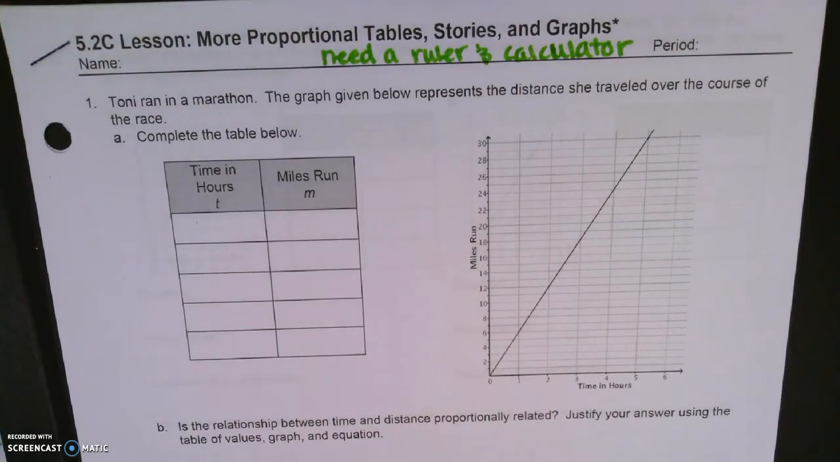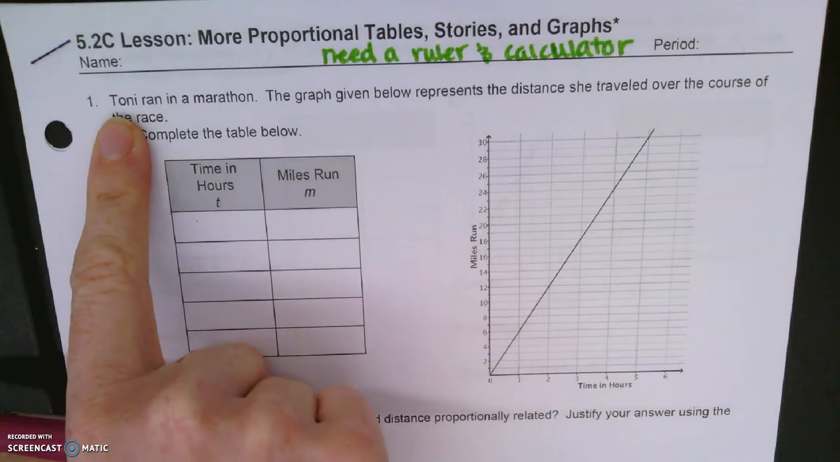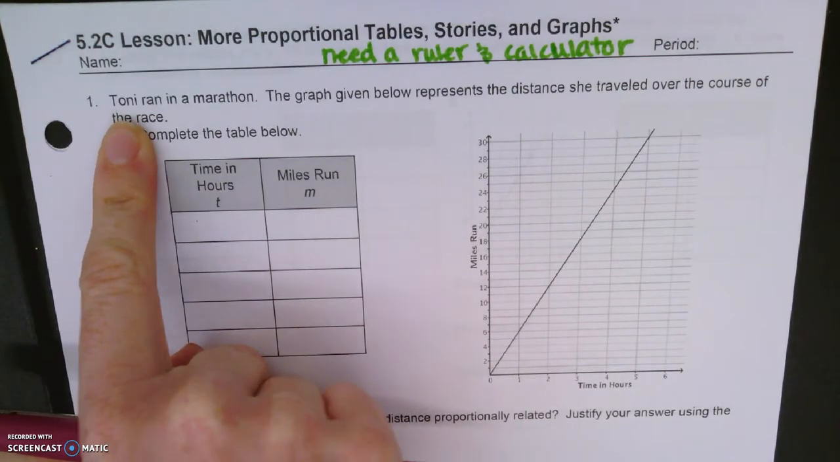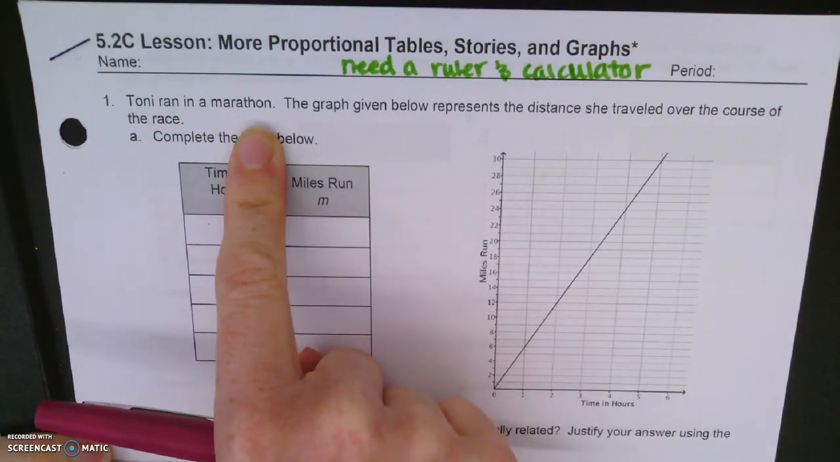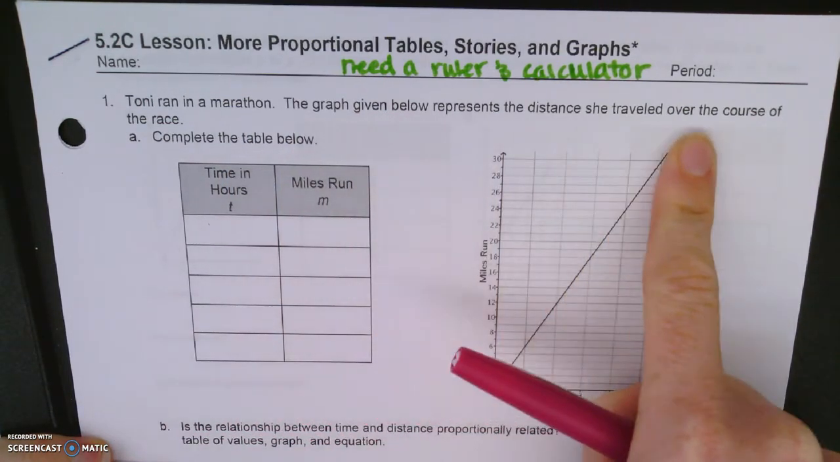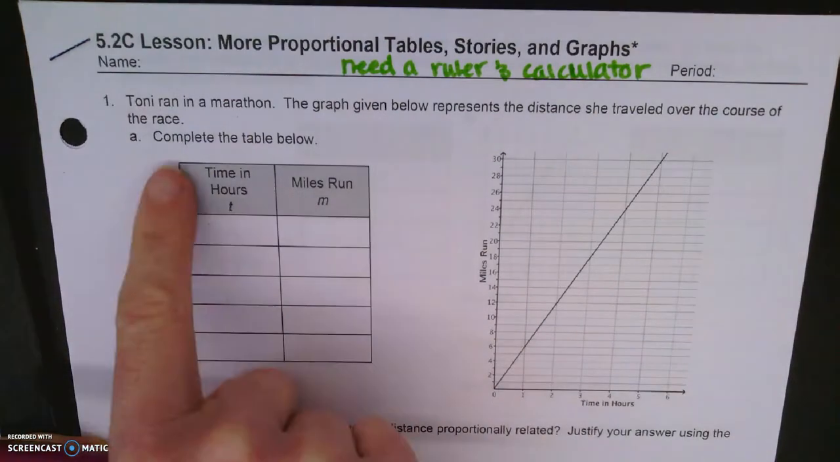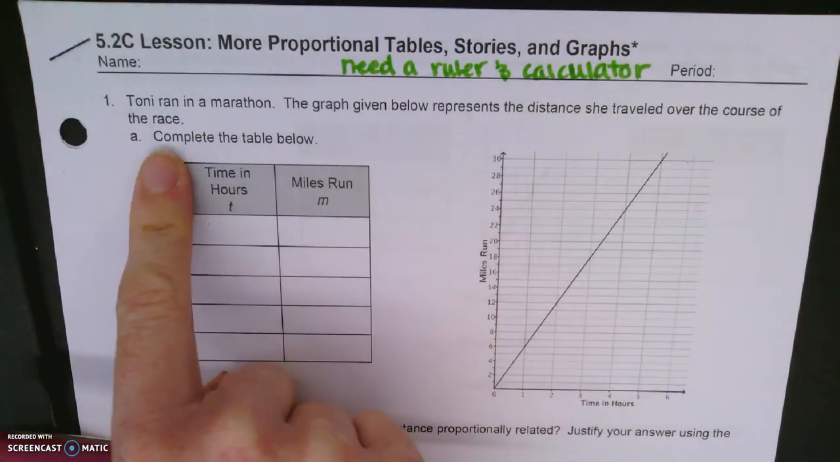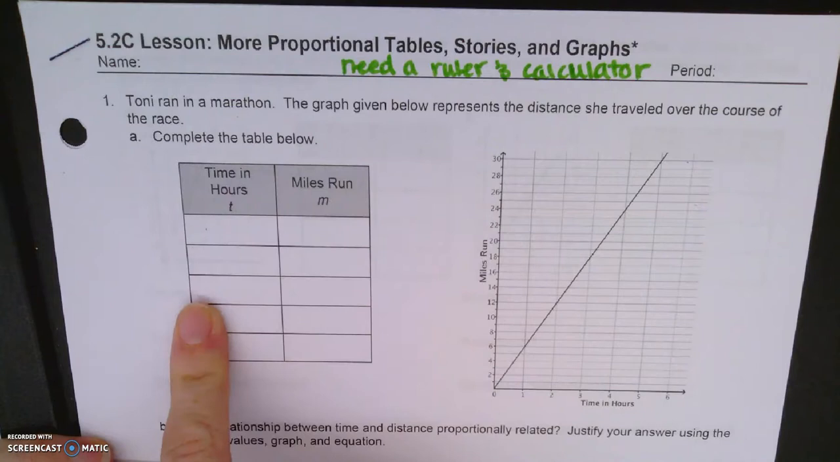So let's take a look at number one. Track along with me as I read the story. Tony ran in a marathon. Go, Tony. The graph given below represents the distance she traveled over the course of the race. So here's our graph, and we need to complete this table.